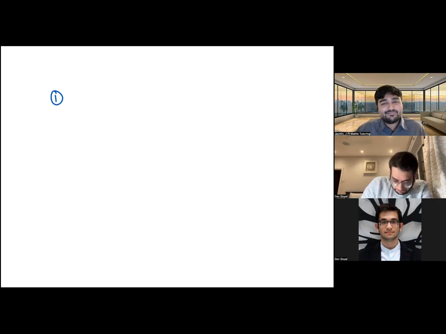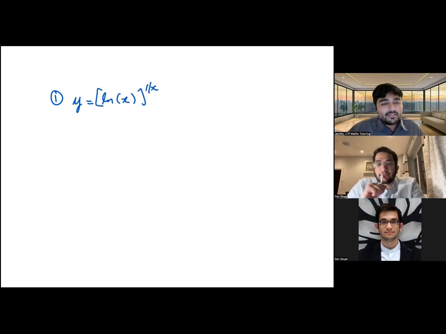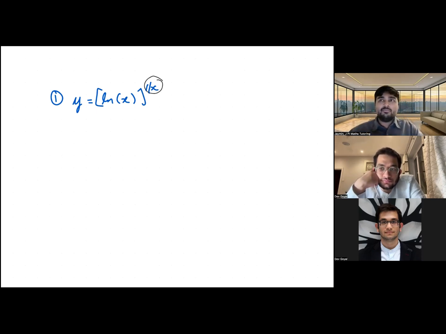My first one is, can you differentiate y equals (ln x) to the power of 1 over x? Sure, awesome. So I presume you mean differentiate with respect to x, both sides of this equation. Yes. Cool. There's a few ways to go about this. The key thing I'm noticing is that we have an x in the power, which means it's probably going to involve a natural logarithm.